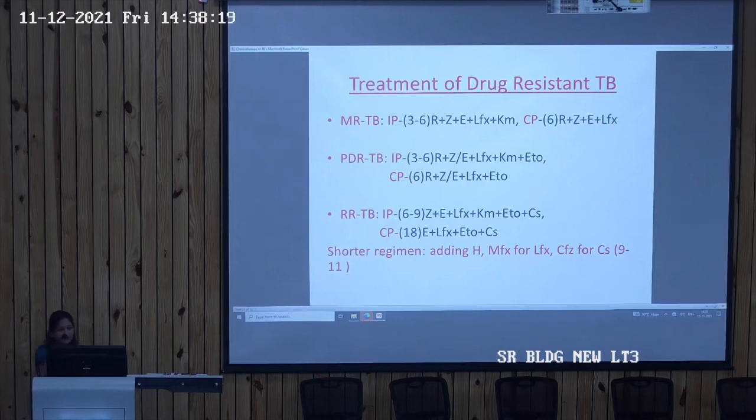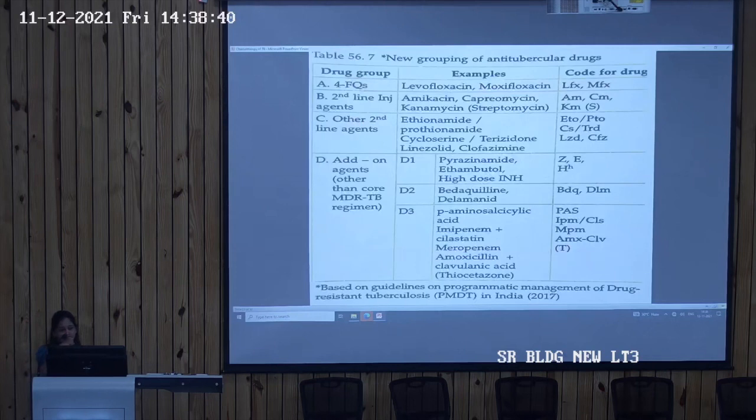What is there in the shorter regime? They have added isoniazid. They have seen that isoniazid can be added. And moxifloxacin for levofloxacin and clofazimine for cycloserine, if it is replaced, then it can shorten the regime to 9 to 11 months. So this is in the drug resistant TB.